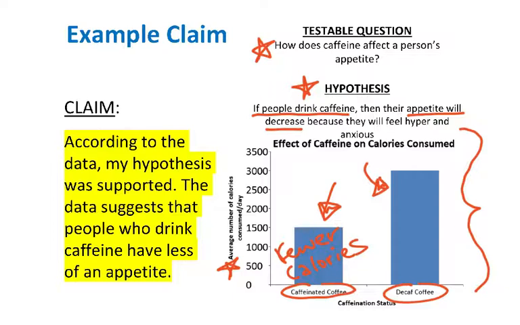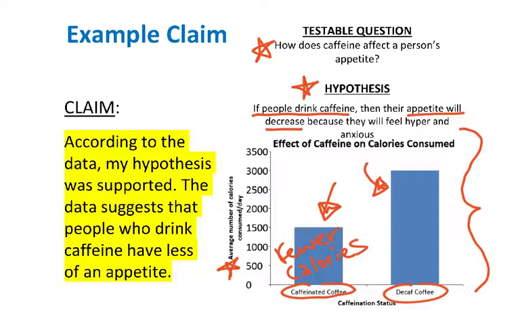So it appears that our hypothesis was correct, right? Or at least our hypothesis was supported, right? The prediction was that if people drink caffeine, their appetite will go down. They will eat less. And if you look at the caffeinated coffee group, they certainly ate fewer calories than the decaf group. So it looks like our hypothesis is supported, okay? We can't necessarily prove it to be true, but our data backs up our prediction.